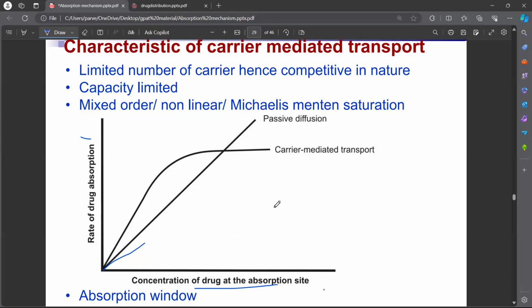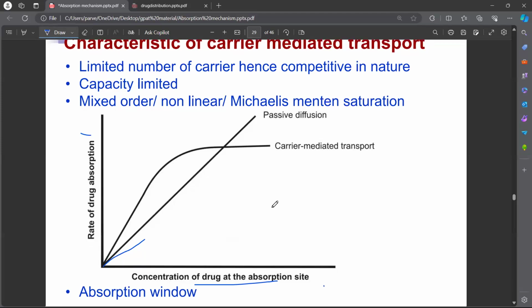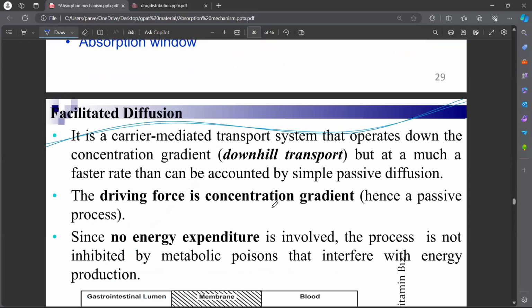Facilitated transport is basically downhill transport. The driving force for passive diffusion and facilitated diffusion remains the same, which is nothing but the concentration gradient, and no energy is required.